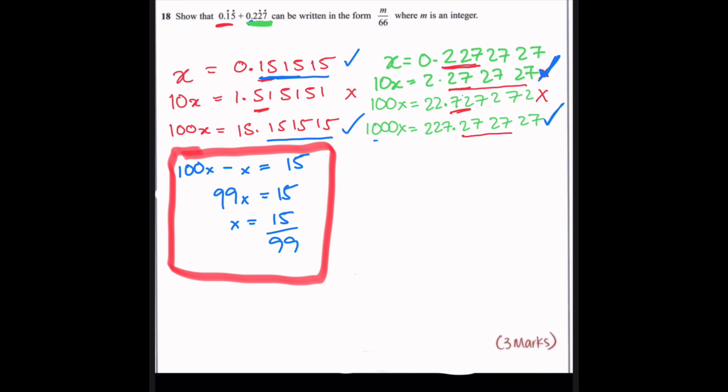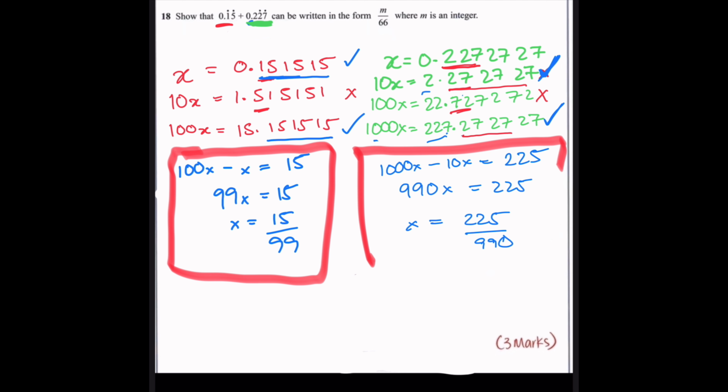So let's go with 1000x minus 10x equals, remember, the two decimals cancel each other out. It gives me 227 minus 2, which is just 225. So 990x equals 225, and x equals 225 over 990. Let me put that in a box as well. So now I have both of these as fractions. Fantastic. We're going somewhere now.